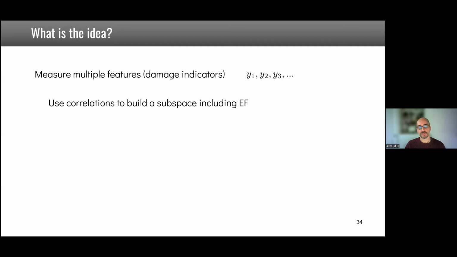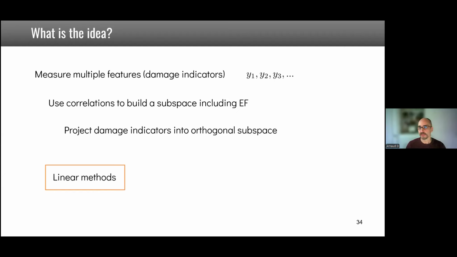Because what you're going to do is use the correlations between these features to build a subspace to learn about what environmental factors do to these damage indicators. You will build a subspace that includes the environmental factors so that after that, you can project your data into an orthogonal subspace. I will show you in mathematics what it means after that, okay? Because I'm going to look in another direction. I look, okay, this is the direction of my changes due to environment. And now I look in the other direction to see damage.